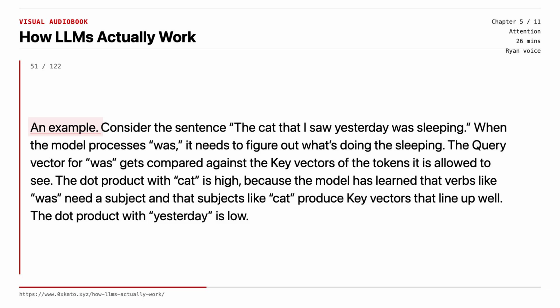An example. Consider the sentence, "The cat that I saw yesterday was sleeping." When the model processes "was," it needs to figure out what's doing the sleeping. The query vector for "was" gets compared against the key vectors of the tokens it is allowed to see. The dot product with "cat" is high because the model has learned that verbs like "was" need a subject, and that subjects like "cat" produce key vectors that line up well. The dot product with "yesterday" is low.